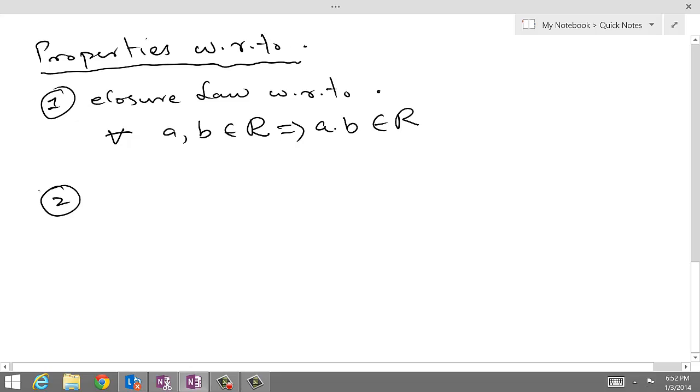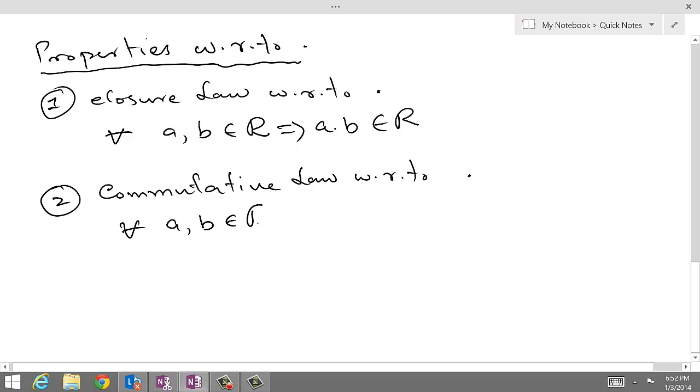So number 2, this is commutative law with respect to multiplication. If this is with respect to multiplication, we can say for all a, b belonging to R, a times b is same as b times a. Like 3 times 7 is 21 and 7 times 3 is 21, so that doesn't make any difference.